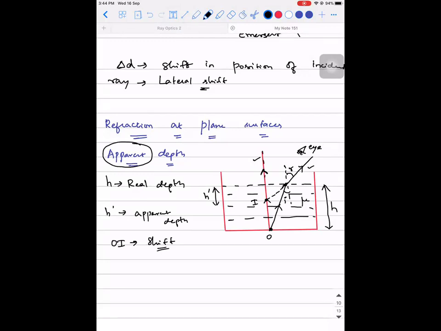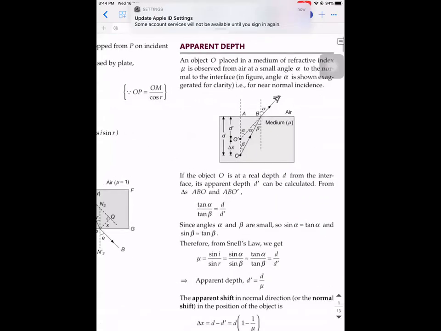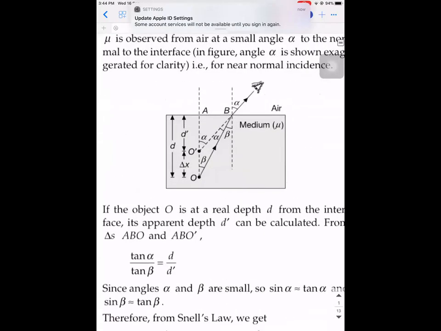So that is the shift that has actually taken place between the object and the final image. I hope you are able to understand. So this is going to be the ray diagram. So I'll show you the ray diagram here also. See, you're able to see this, right? So the object is placed at a particular depth. Let's say the depth is D. Okay. And when the final image is formed, let's say at O dash, then the depth is going to be D dash. Okay. Delta X is called the apparent shift. I hope you're able to understand this diagram. Yes or no? Yes, sir.